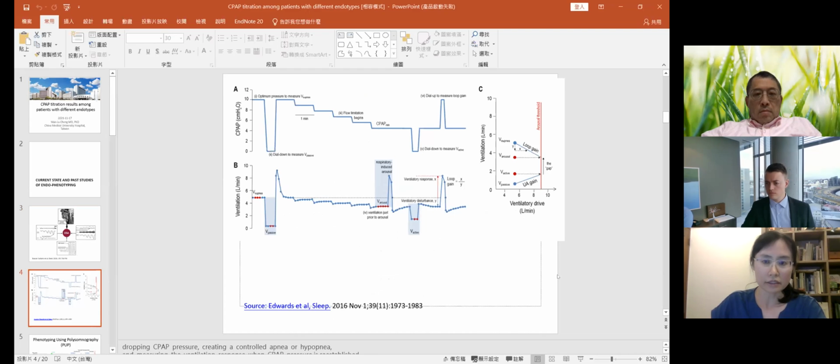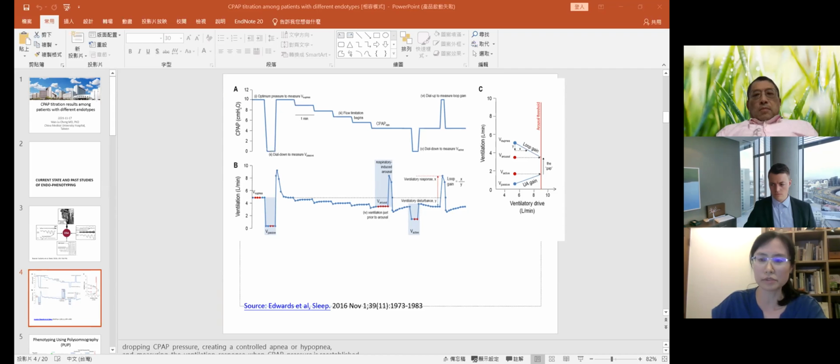And as Jung has mentioned, later the team from Harvard developed a less invasive way to measure the 4 endophenotypes. The first is CPAP titration. They manually dropped the CPAP pressure during the study, creating an apnea or hypopnea, and then measured the ventilation responses when CPAP pressure is reestablished. But there's still some drawback in such a method because it's quite labor intensive.